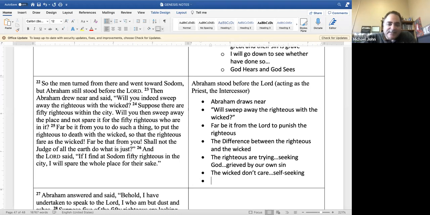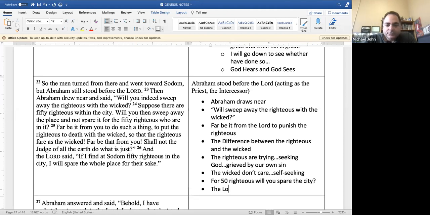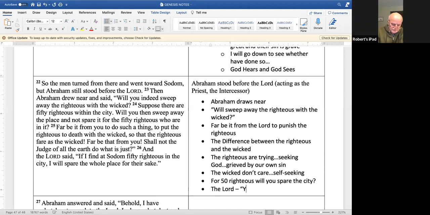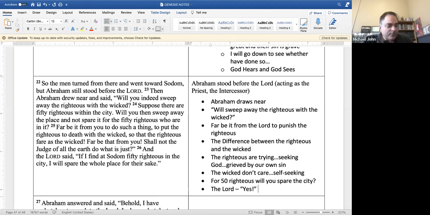So he pleads, he says, for 50 righteous, will you spare the city? And the answer from the Lord is? Yes. Yes. Now, what's the motivation for Abraham, and why is he pleading for Sodom? Why does he care about the city and trying to save it?